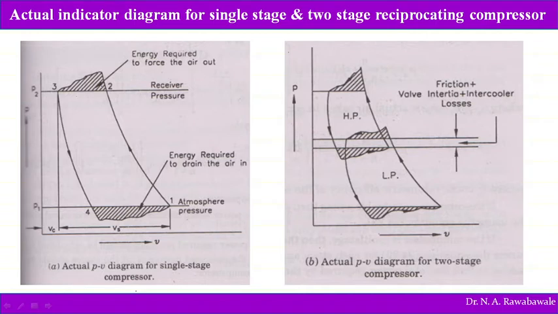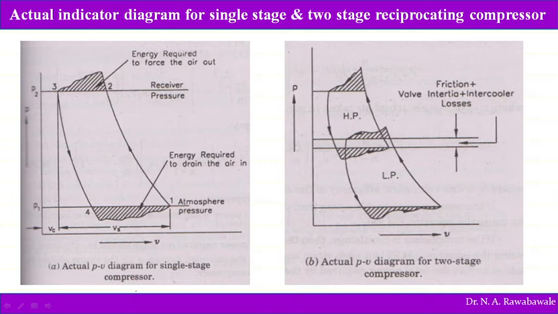So now, what is this actual indicator diagram or PV diagram? Generally we study the PV diagram; the theoretical PV diagram we have studied. Now what actually happens in a compressor has to be dealt with in detail. That is called the actual indicator diagram. The pressure and volume relations vary during the process of compression, and those variations are plotted on the PV diagram.